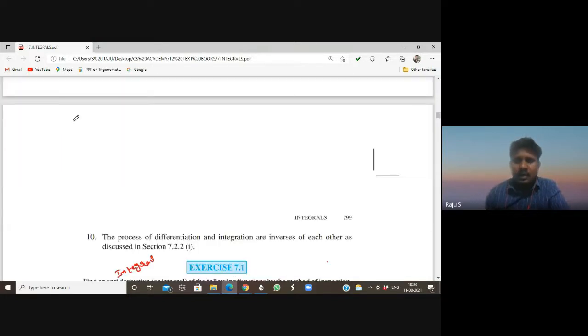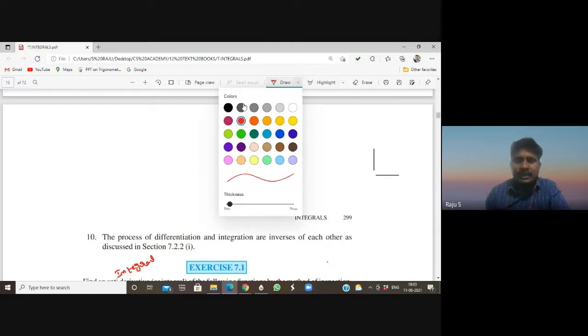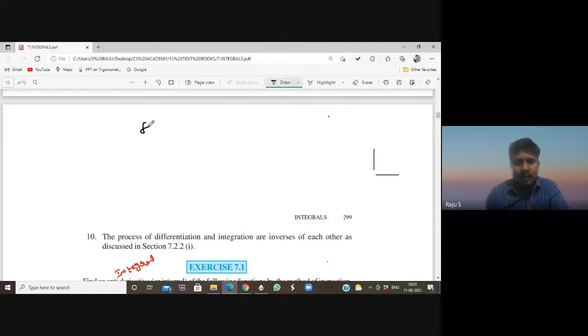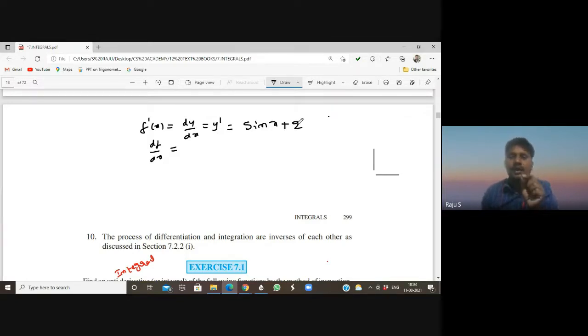In case a given function is the derivative of f of x, like f dash of x is given, or df by dx is given, or dy by dx is given, or y dash is equal to some function like sin x plus 2. This sin x plus 2 is a derivative of the function. It is not the original function. They have given the derivative of the function. Then what is the original function? You may take plus 2 or you may not take plus 2.